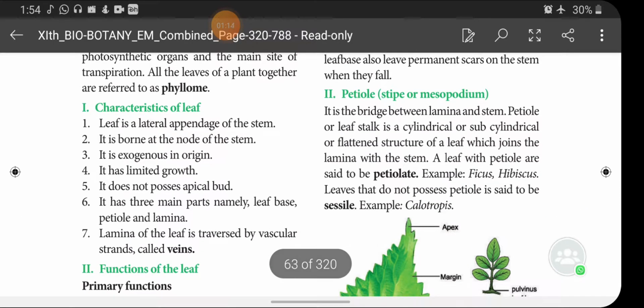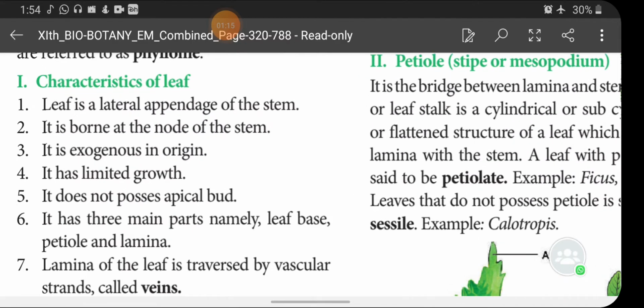Phyllome. Characteristics of leaf: the leaf is a lateral appendage of the stem. It is borne at the node of the stem. You know very well, we have already seen the characteristics of a leaf. It can be a 3 mark or 5 mark question also. Lateral appendages means leaves originate from the side of the stem. It is borne at the node of the stem.